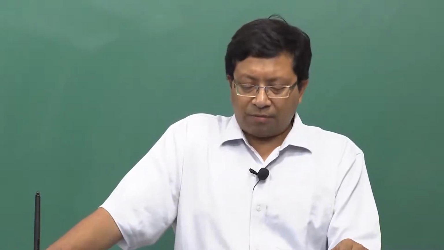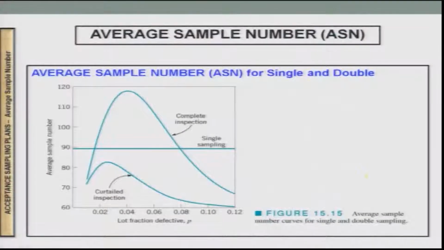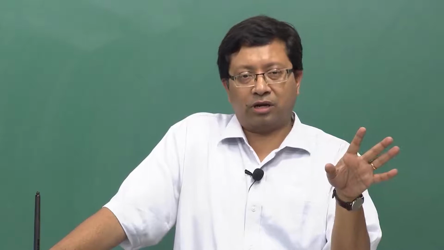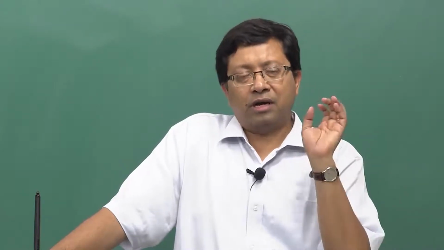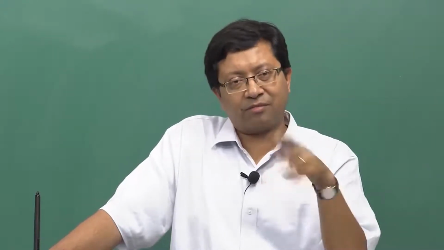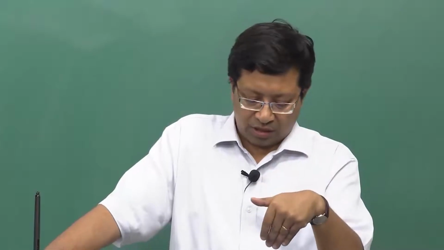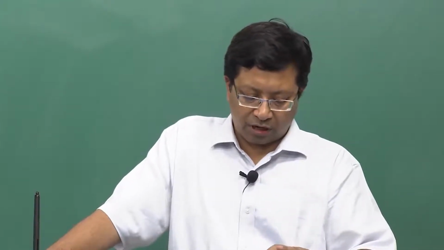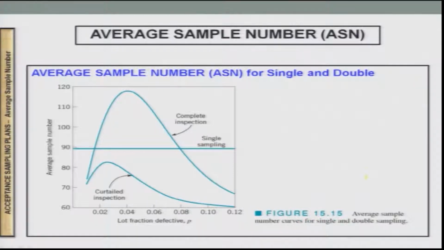Now, considering the average sample number further, where again I am mentioning that the diagrams are all from Montgomery, it is figure 15.15, which shows the average sample number curves for single and double sampling. So, single sampling means you pick up only a lot, take a decision accordingly. In double sampling you pick up one lot, take a decision, and if it is met then you stop, if it is not met then you go to the second stage and then make the final decision. So, in this case you measure the average sample numbers along the y axis and the lot fraction defective, which is the p value, on the x axis.